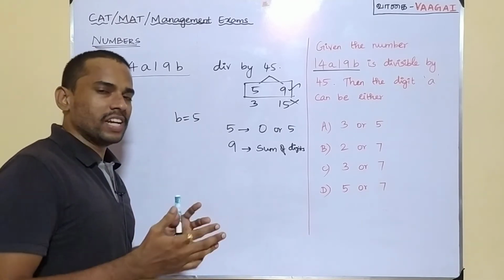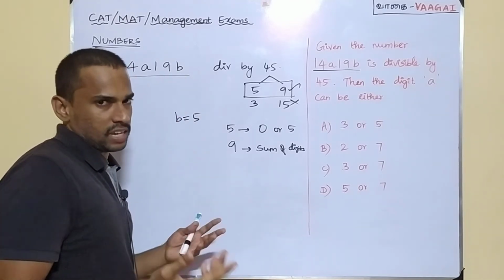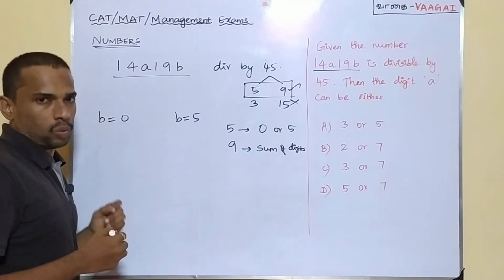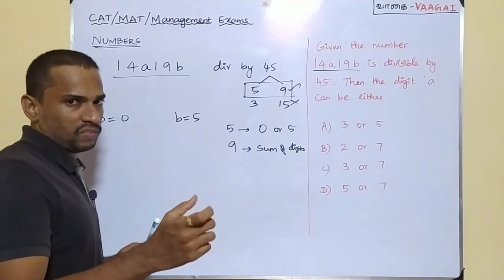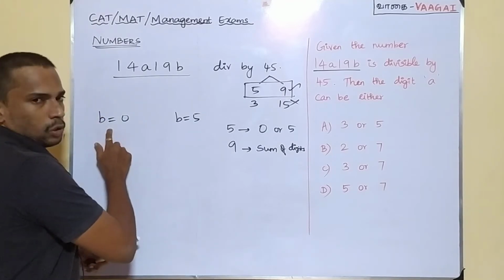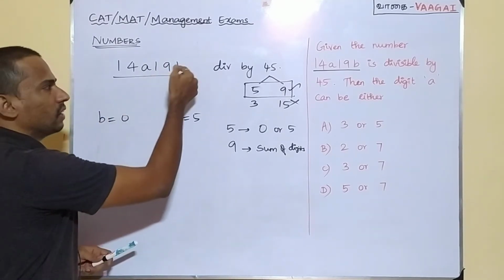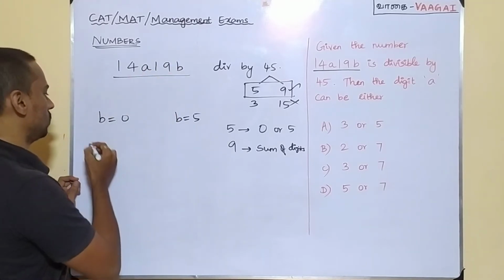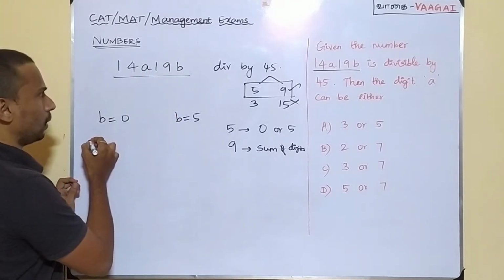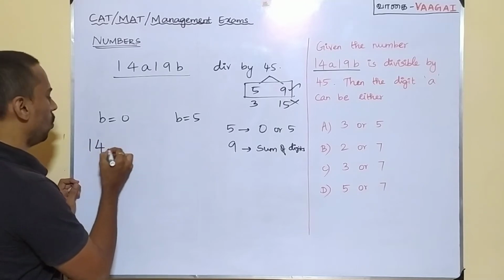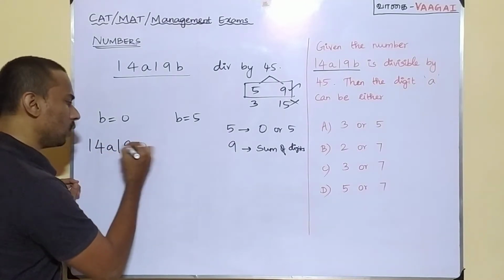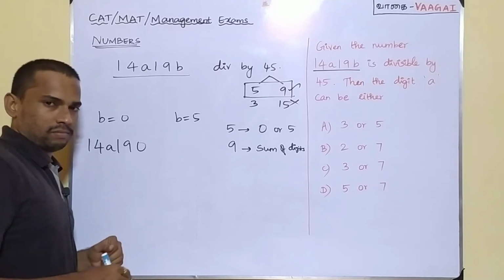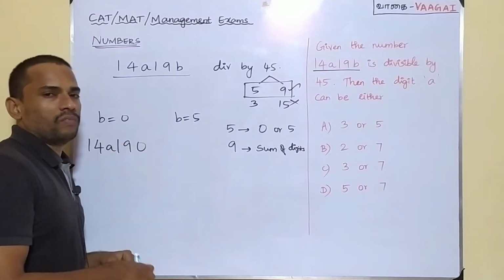Now we will individually try each of these cases. Let's try the first case. What if B is 0? What happens when B is 0? Now if B is 0, just put B as 0 in the original number given in the question. Our number becomes 14A190. Now the only hidden digit is A, and the value of A is what we have to find.